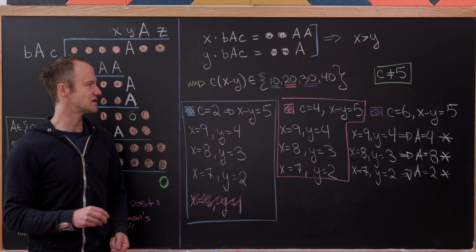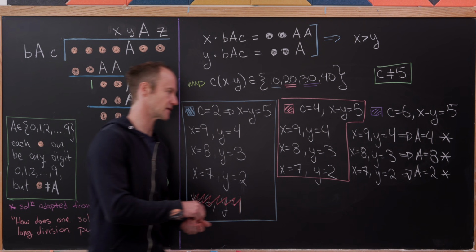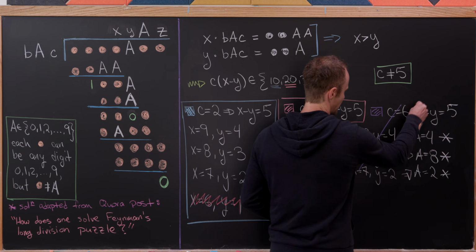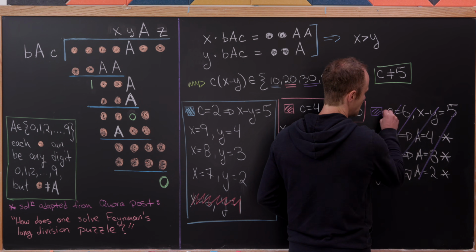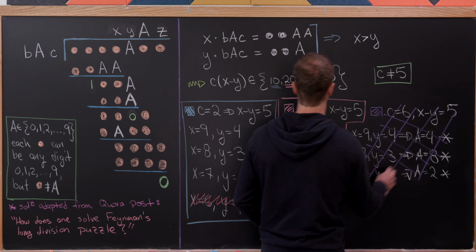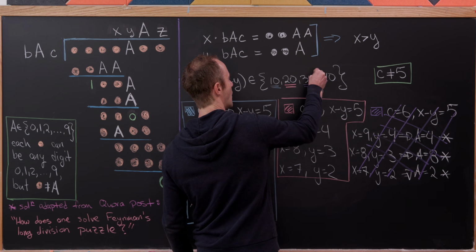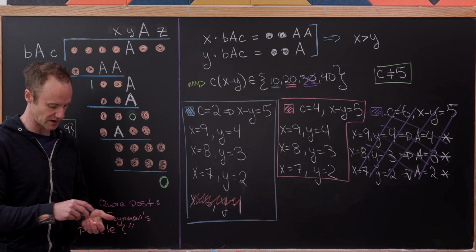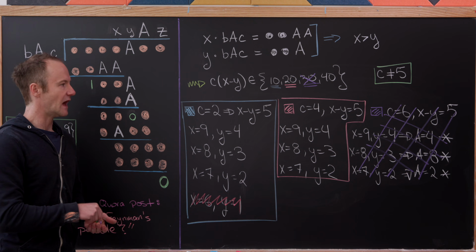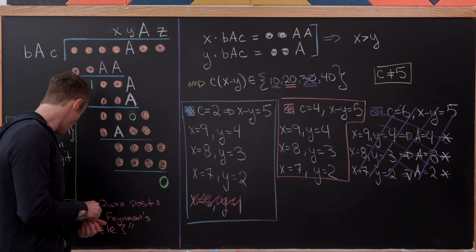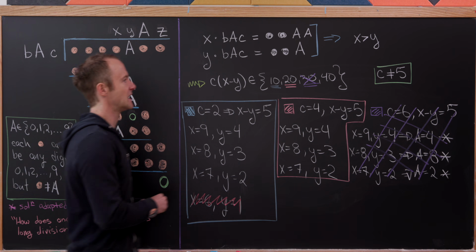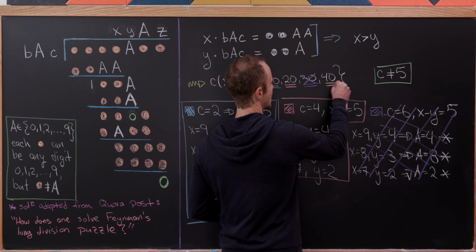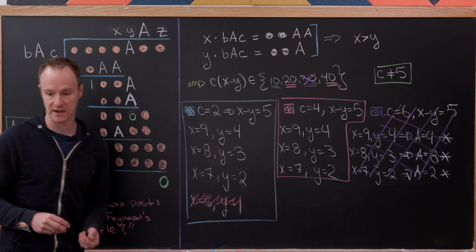Oh, but that exhausted all possibilities here. So actually, all of the possibilities were not possible, which means that c cannot be equal to 6. Or, in other words, this c times x minus y is not allowed to be 30. And then I guess we've got one more main possibility, and that would be, what if c times x minus y is equal to 40?